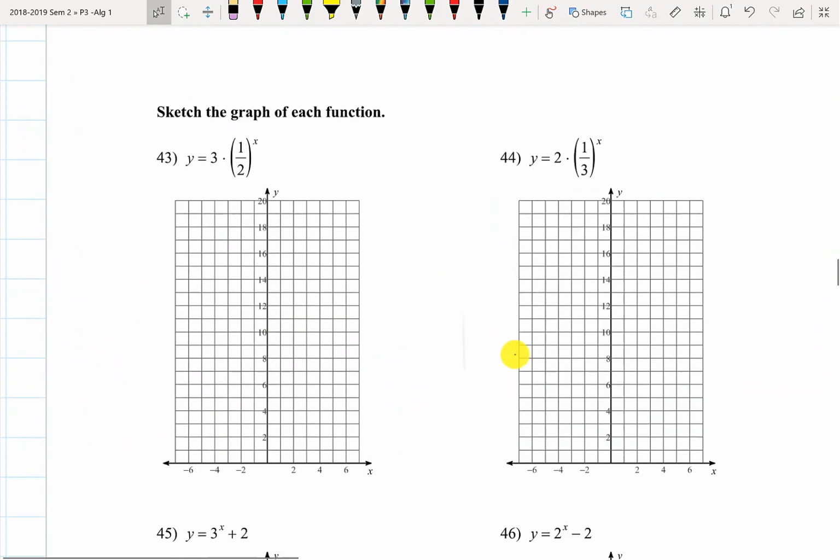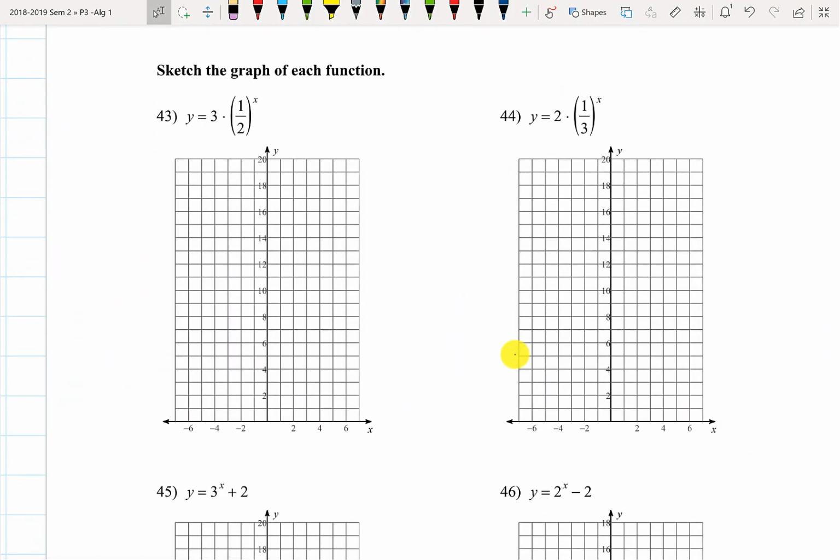Okay, next set. Let's see, sketch the function. So you probably want to do a table of values.